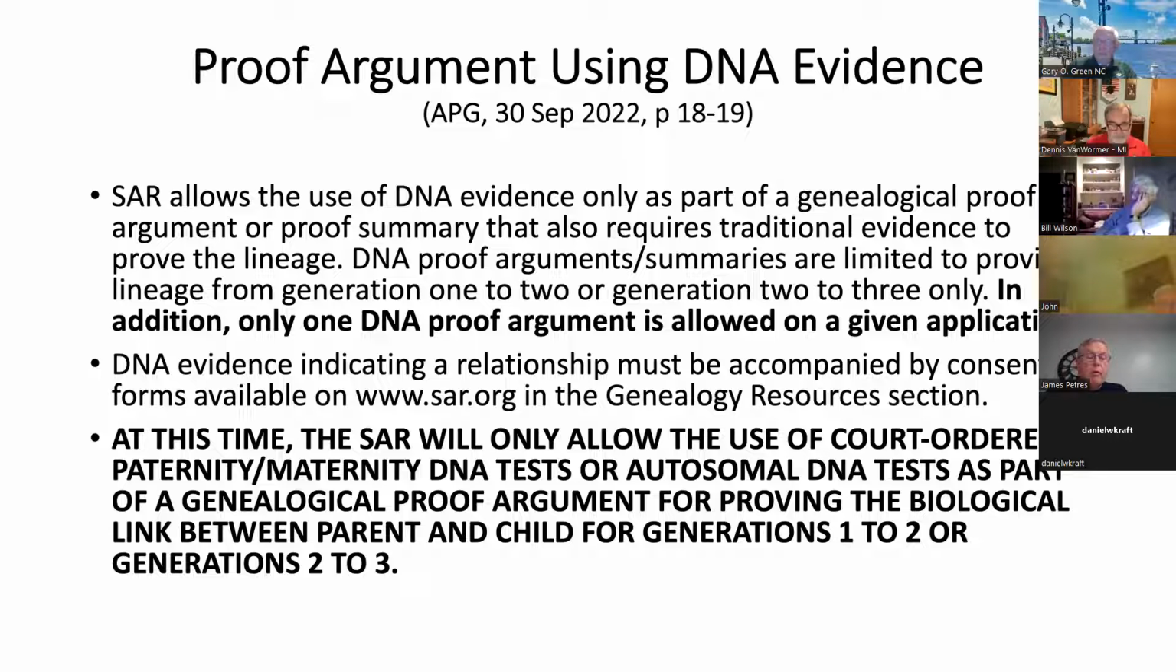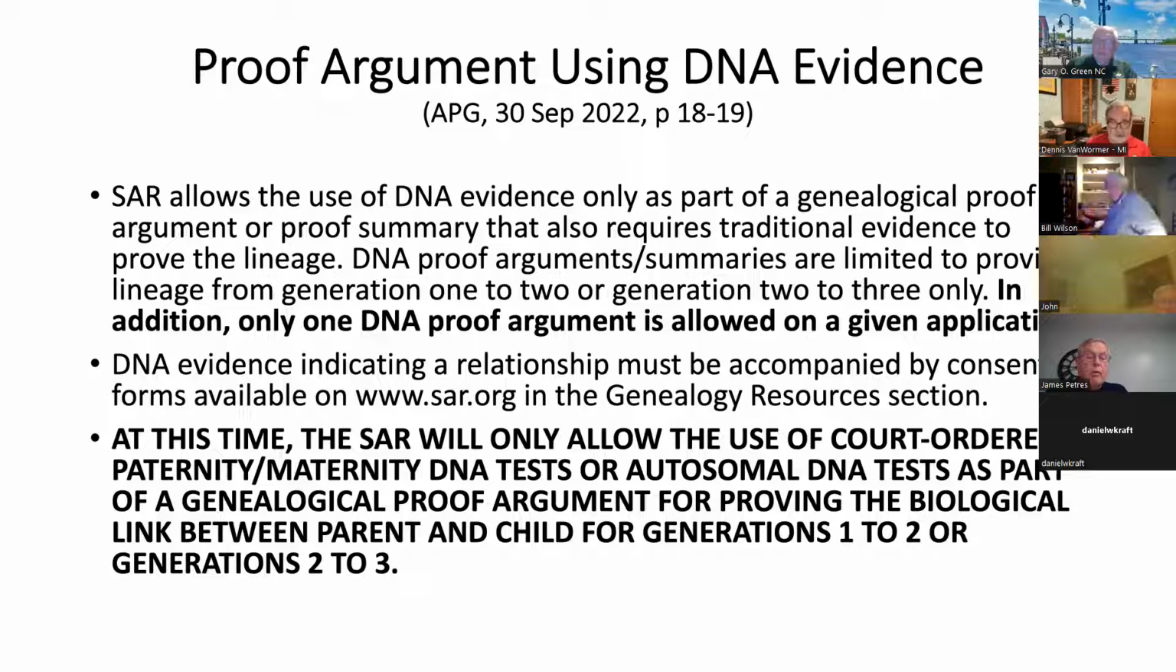There's a similar reason for most of these things. The reason for only one DNA proof argument per application is that the SAR genealogy staff has very limited resources with enough DNA knowledge and experience to properly review the evidence. That basically amounts to one of the 8 people having enough knowledge and experience to properly review those. Same thing for the autosomal only, because if there were a lot of others, it could take a lot more time to do this, and you have that same limited resource.